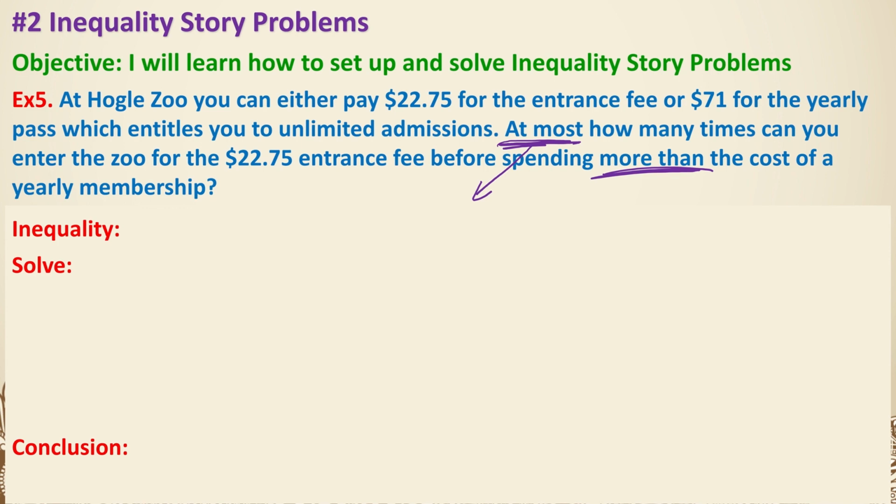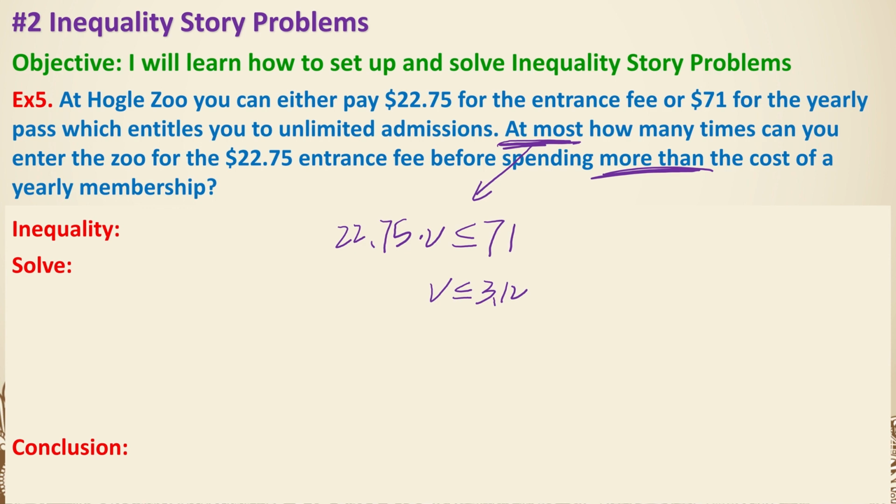$22.75 per visit. So I'm going to do $22.75 times V, since V is the visit. And that is, at most means it can't go over that, so it's less than or equal to 75. And you divide both sides by 22.75. V is less than or equal to 3.12.